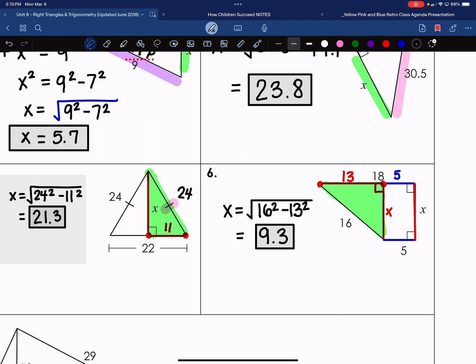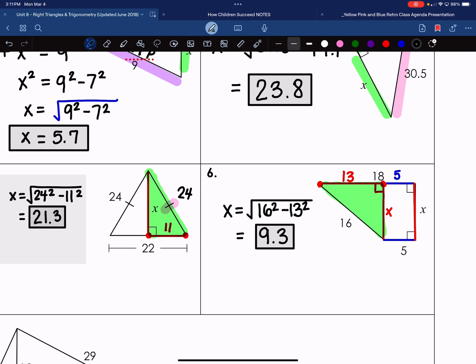Possibly. Okay, so remember for Pythagorean theorem, one, you need a right triangle. If you have a right triangle, they're going to either give you both of the legs, and if they give you both of the legs, you're going to square it, add it, and then take the square root. The other choice is that they give you one of the legs and the hypotenuse. If you have the hypotenuse, you're going to subtract. The big number, the hypotenuse, goes out front.